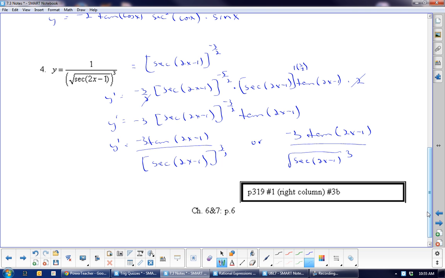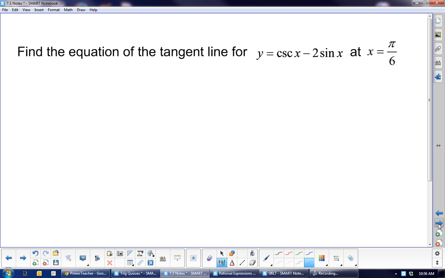Okay, so you want to get out that sheet that you picked up. It has two supplemental questions that are review as well as dealing with the new trig derivatives you just learned. Okay, so it says find the equation of the tangent line of this equation at pi over 6.